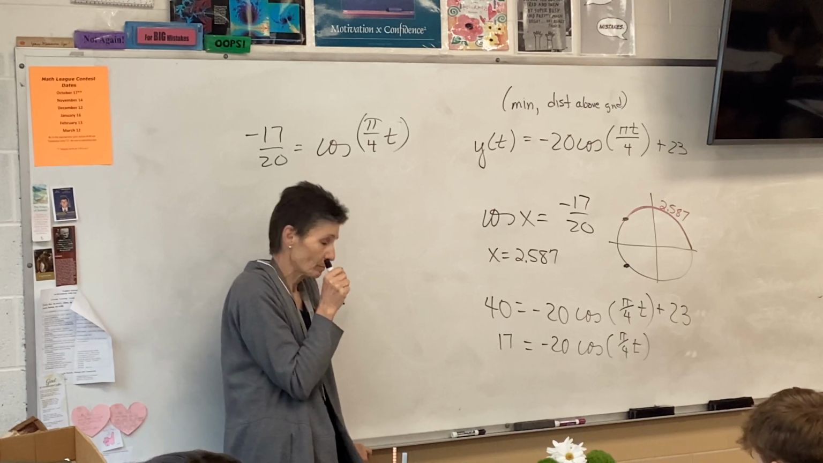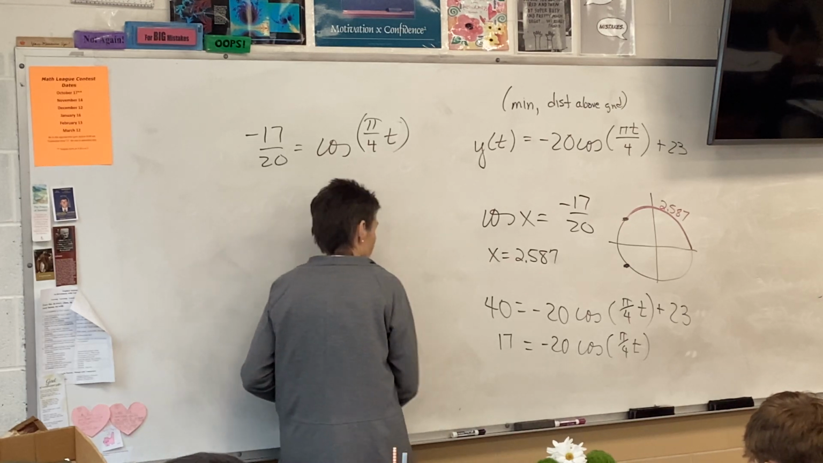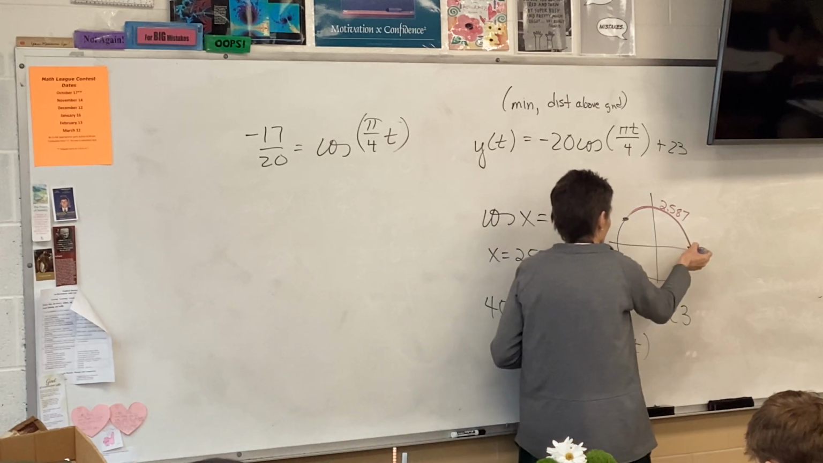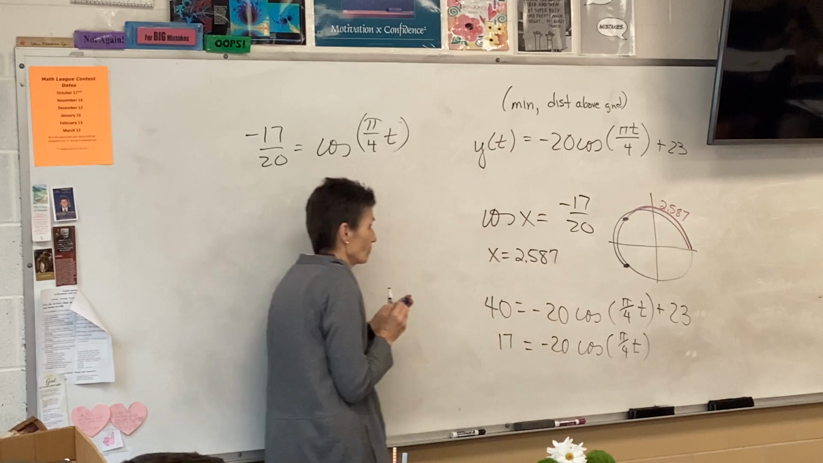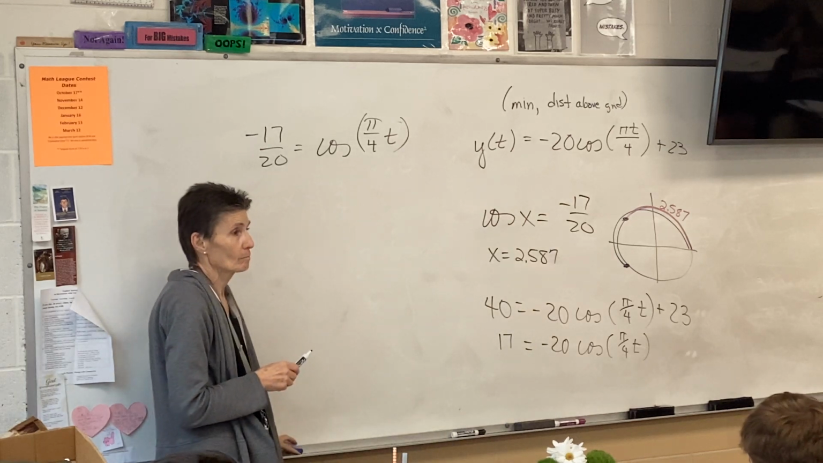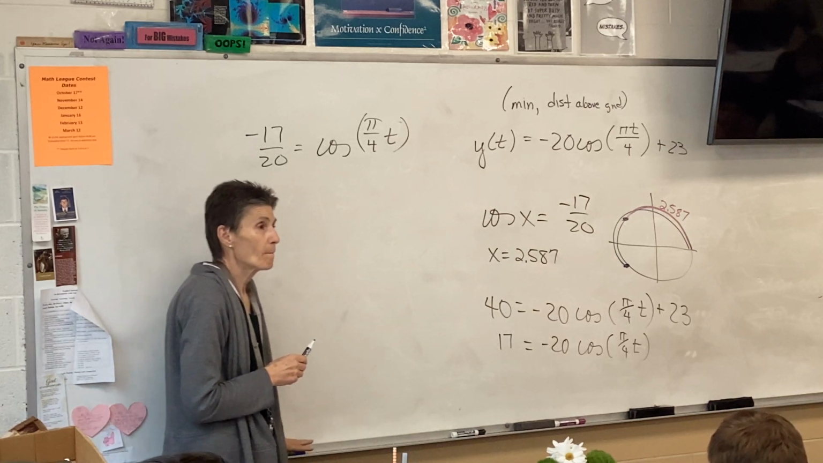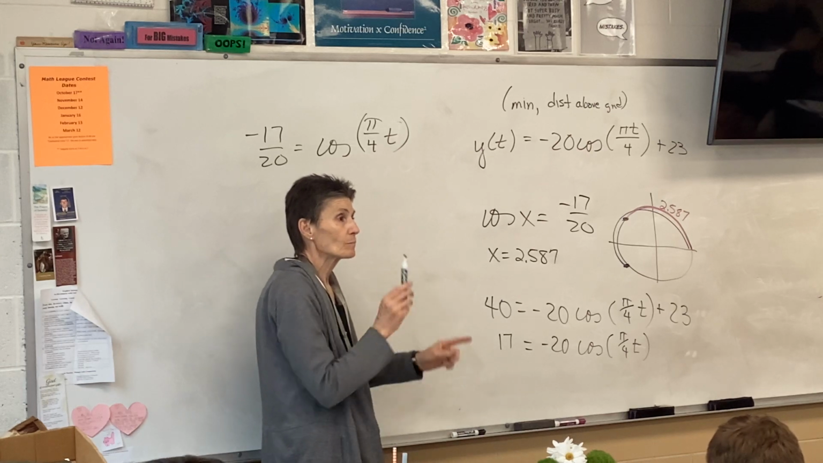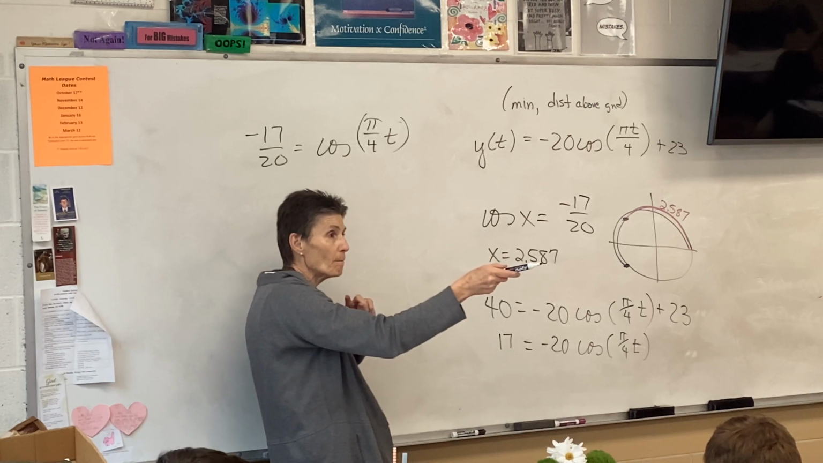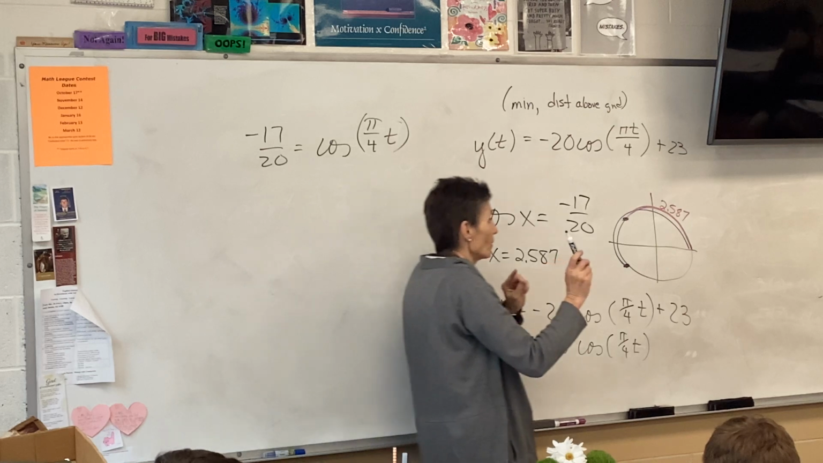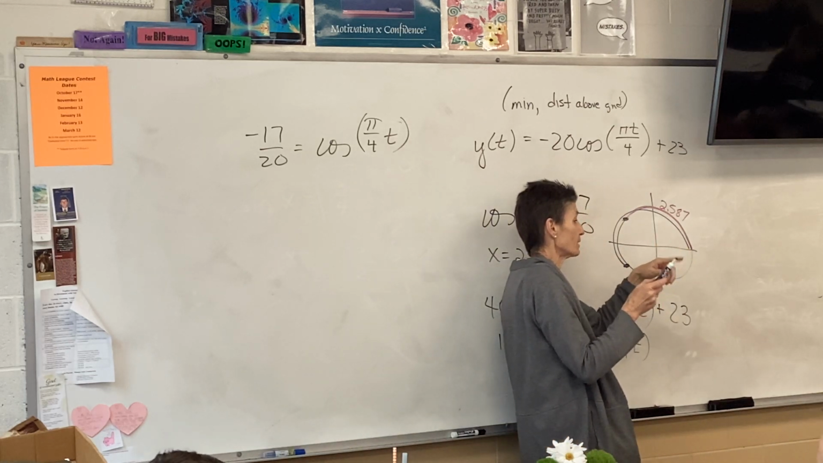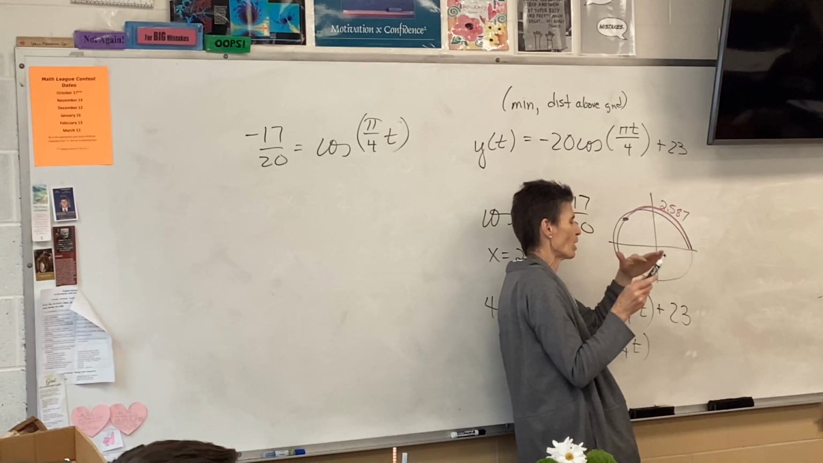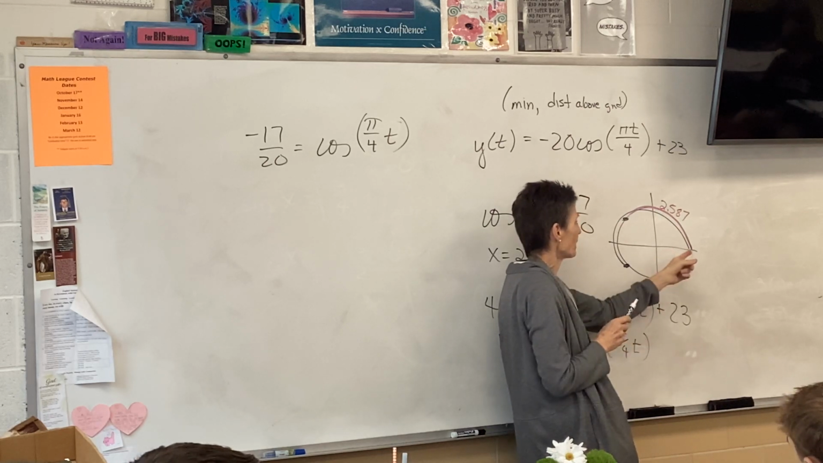Ideas? Julia? You just take 2 pi and subtract 2.587. Okay, I think you're on target there. What you said threw me off a minute, but I think you know what you're talking about.